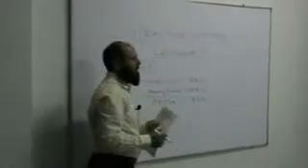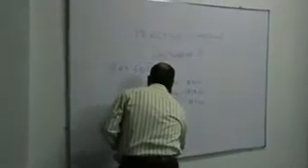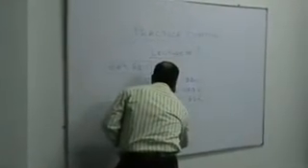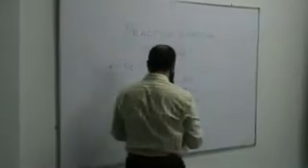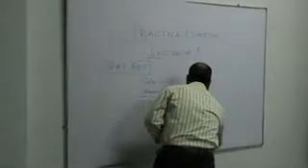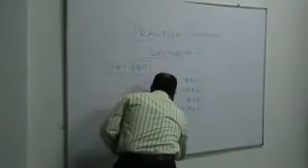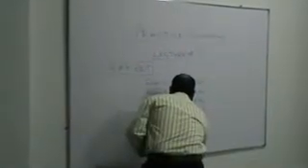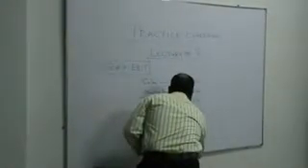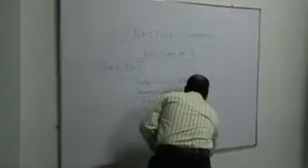EBITDA, earning before interest, taxes, depreciation and amortization. From this we have to deduct our depreciation. How much is the depreciation? It is $3 million. So deducting depreciation from this amount gives us EBIT, or our operating income, which is $4.90.